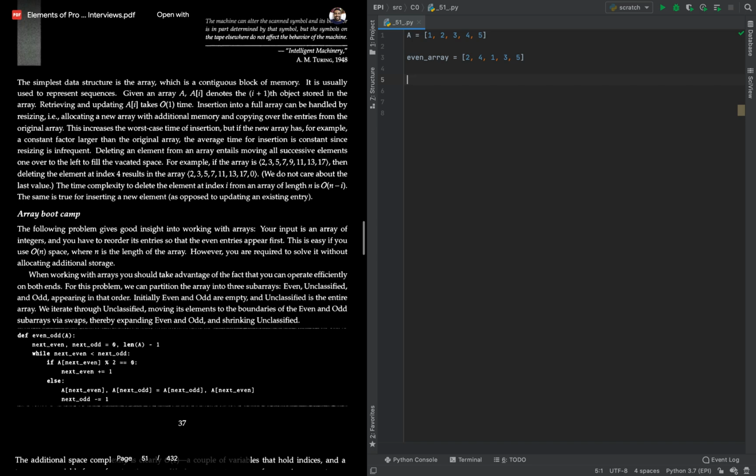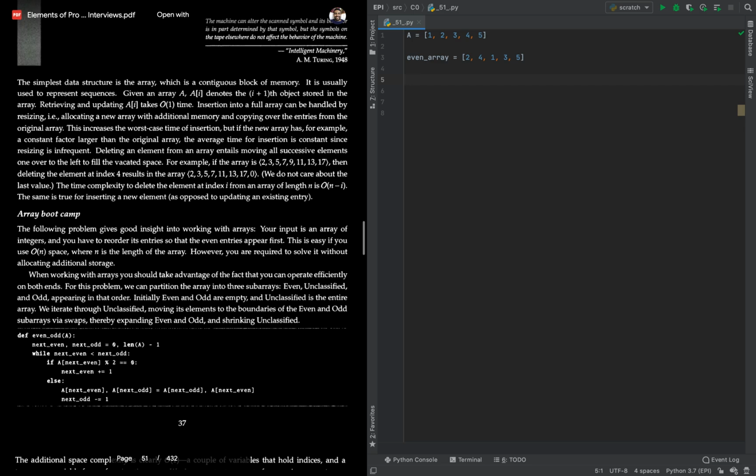However, you're required to solve it without allocating additional storage. Okay, initially, even and odd are empty, right? That makes sense, right? In our example, it was just question marks. Yeah, so they're pretty empty. And unclassified is the entire array. Perfect. We iterate through unclassified, moving its elements to the boundaries of even and odd subarrays via swaps, thereby expanding even and odd, shrinking unclassified.